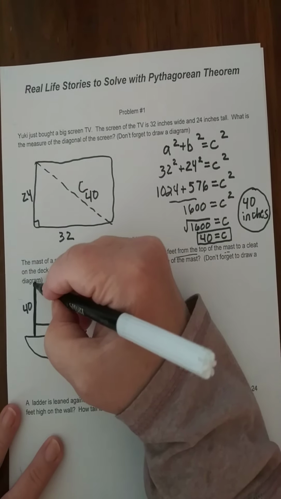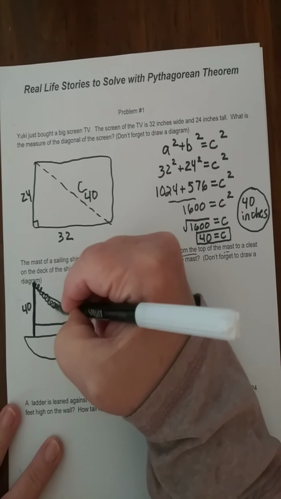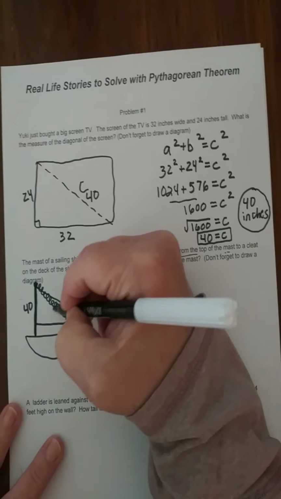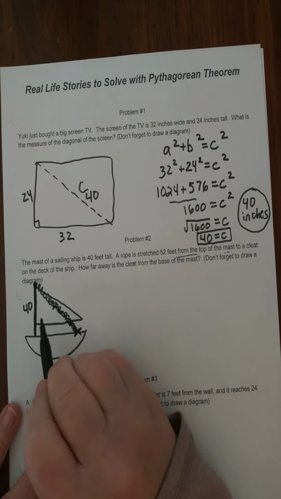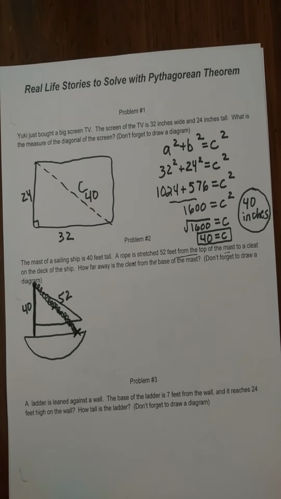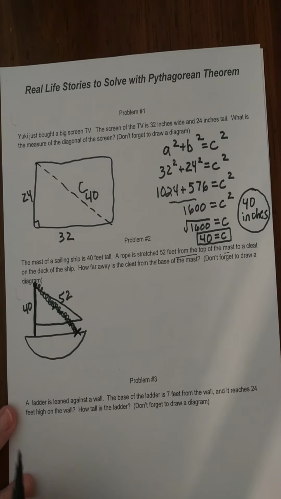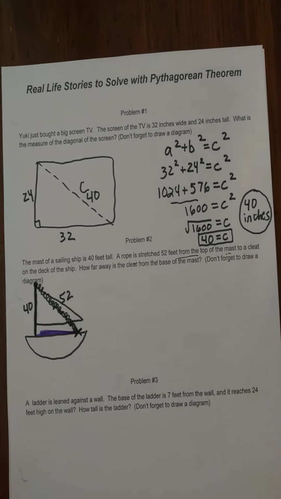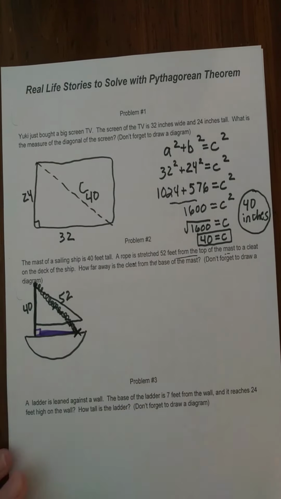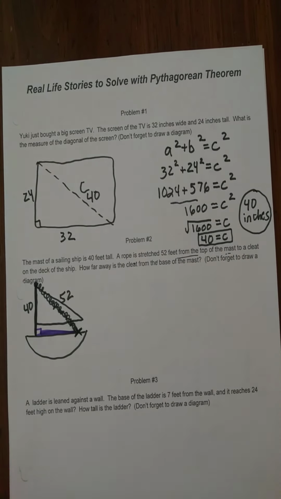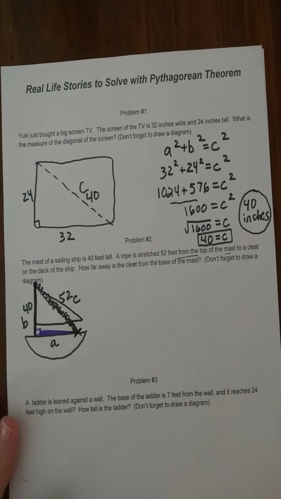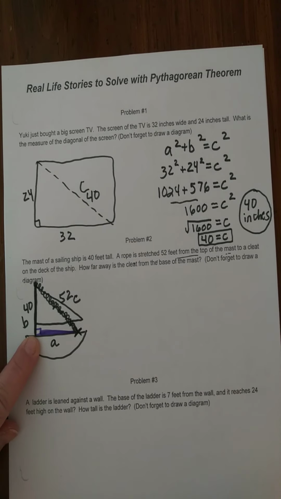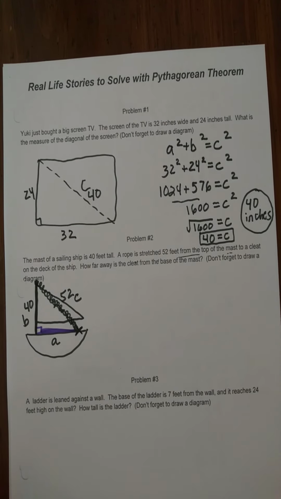So if he's got a rope from up here down to this cleat, here's our rope, right? That's our rope, okay? So we can see that that is 52 feet. So what's missing here? A hypotenuse or a leg? What do you guys think? This is our missing piece right here, right? And this is the right angle. So we can tell this is our A or B. Remember, it doesn't matter. This is B and this is C because A and B connect at the right angle and C is across from the right angle.